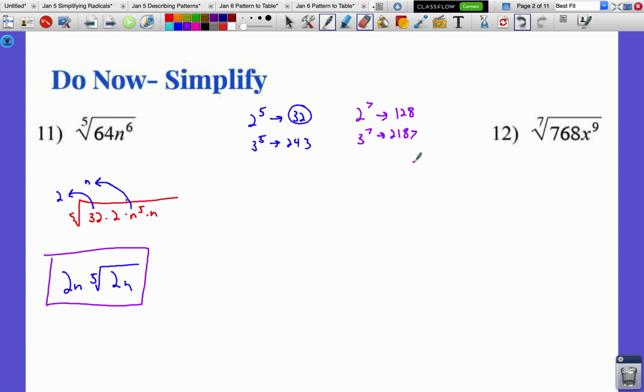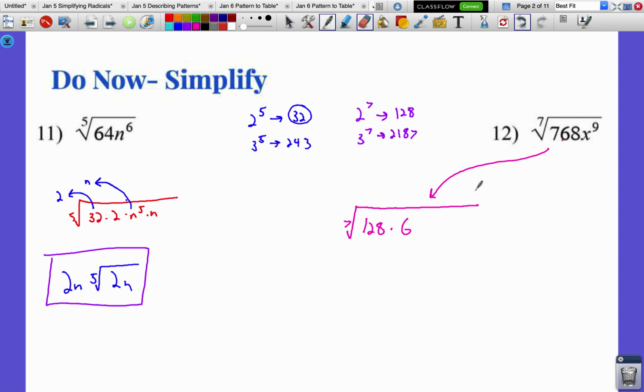So let's see if 128 goes into 768 evenly. And it does, it goes in 6 times. So I could rewrite this, I'll bring it over here, as the seventh root of 6 times 128, except I like to write the 128 in front because that's what's going to come out of the radical, so 128 times 6.